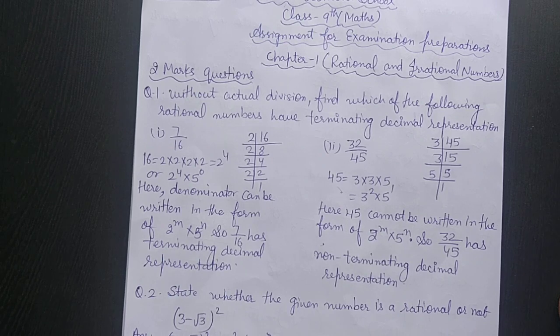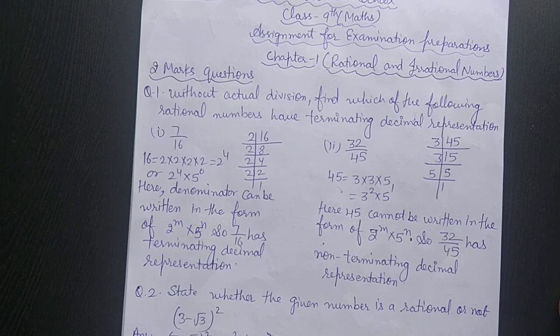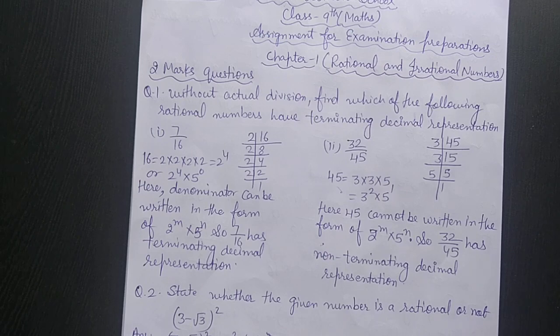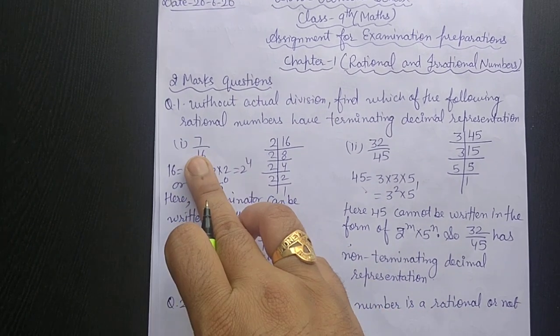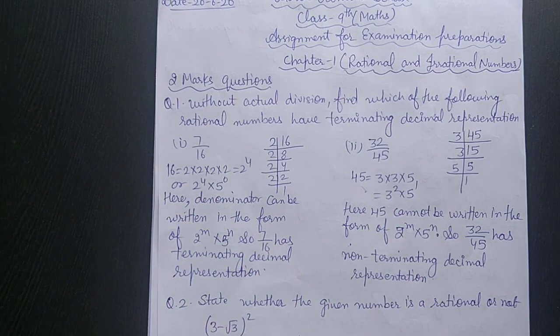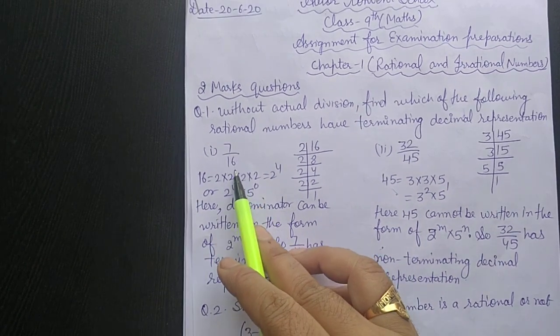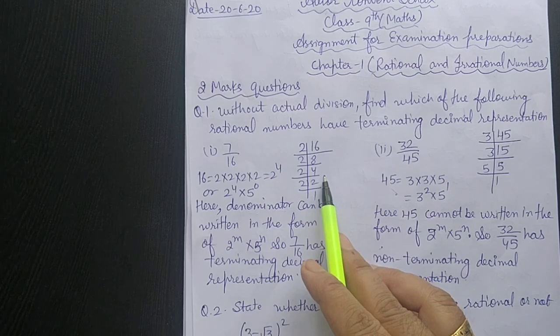Terminating means that after dividing you will get your answer in decimal, but after some time, or after repeating a few digits, it will stop. So for 7/16, it will be possible when your denominator contains the factors 2 and 5, meaning your denominator should be 10 or a factor of 2 and 5, then your given number will have a terminating decimal representation. Here 7/16, so you will make the factors of 16.